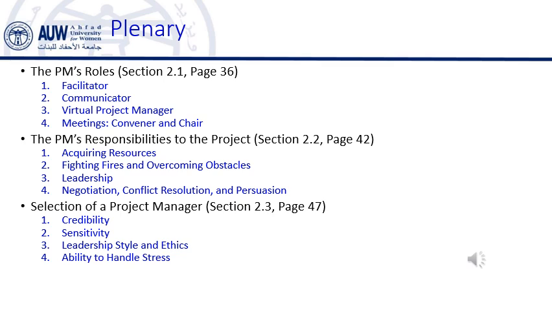5. Connecting the dots. Now, let's connect everything we've learned. Here's how the various topics fit together. The PM's roles and responsibilities, such as leading the team, acquiring resources, and managing time, are essential for ensuring project success. The key qualities of a PM, including leadership, credibility, and sensitivity, help the PM carry out these responsibilities effectively.